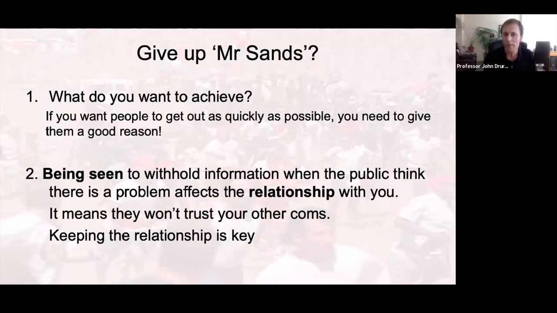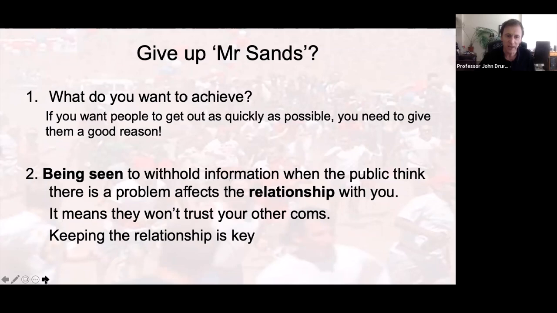My thought about this is that you need to think about your relationship with your public, with your clients. Because if people perceive there is a problem and you are perceived to withhold information, this damages the relationship they have with you. It means they're less trusting of you. You're maybe not in-group anymore. You're not part of us anymore. So when you communicate other things, they're not going to listen. So that relationship is key.